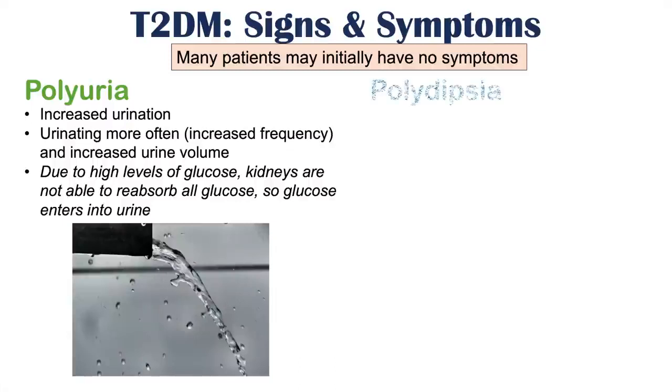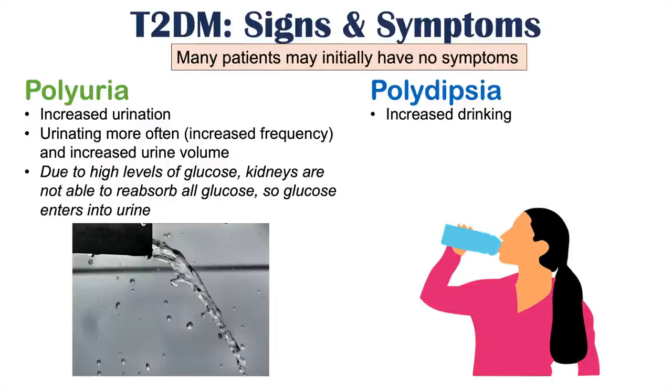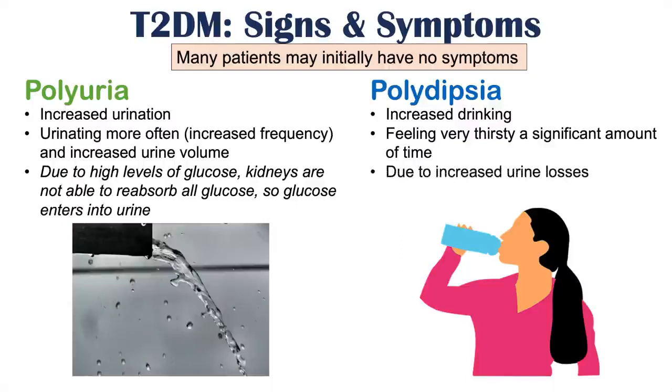Now, another related symptom of type 2 diabetes is polydipsia. Polydipsia means increased drinking. It often presents with feeling very thirsty a significant amount of time. The reason this occurs is because of increased urine losses. Because of all those increased urine losses from polyuria, the patient feels dehydrated. They feel like they need to drink a lot more fluids. So this is the reason why we can see polydipsia along with polyuria.